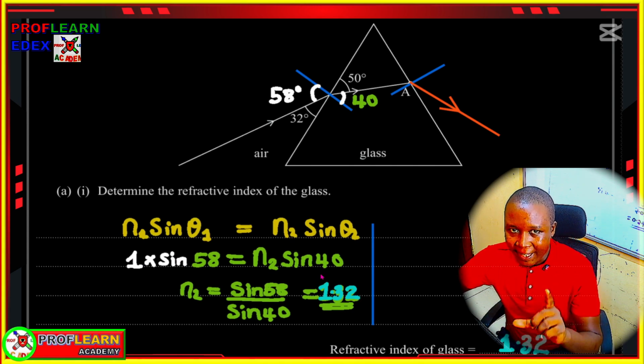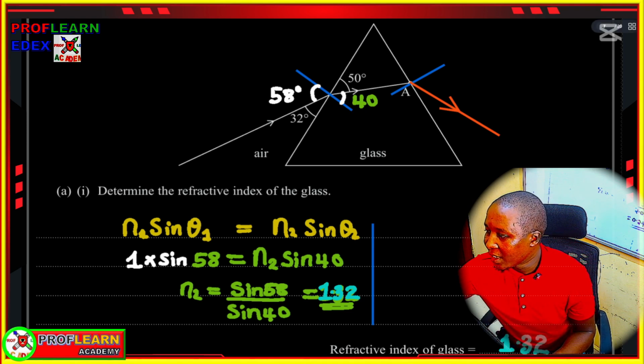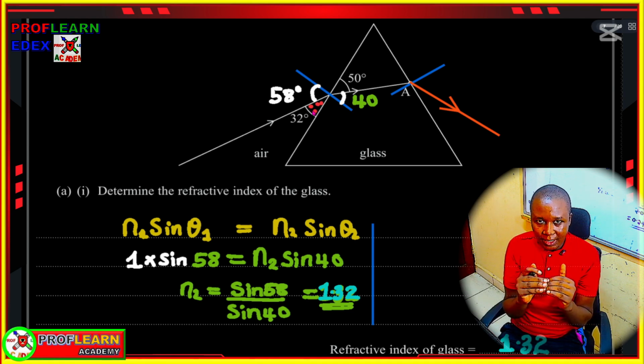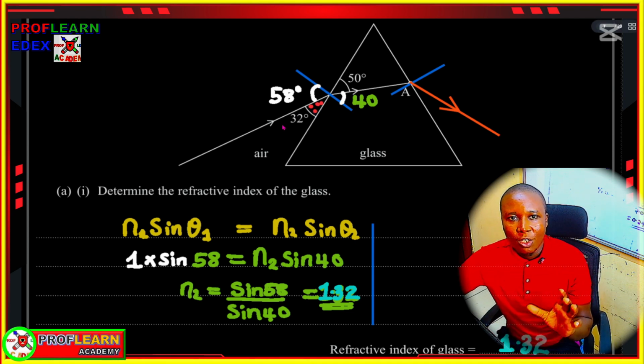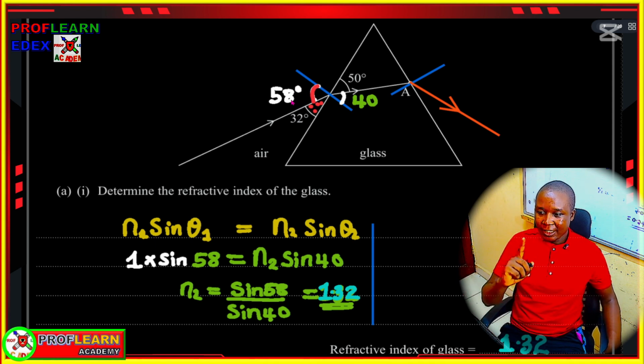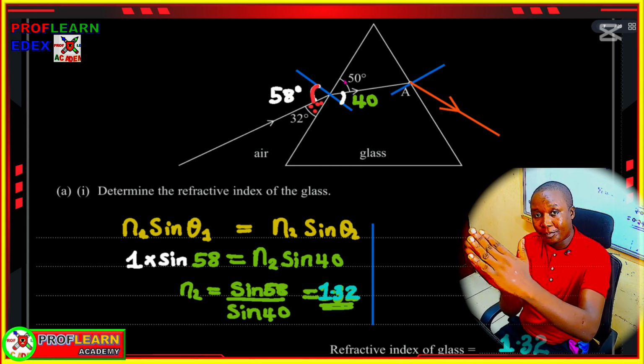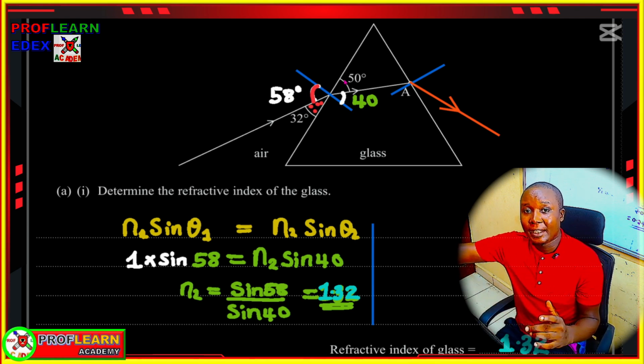So the reason why most students got this question wrong is because of not realizing the angle 32 that was given here is not the angle of incidence. So the first thing a student was supposed to do is to identify a normal and find the angle between the normal and the incident ray, and that's going to be 90 minus 32, and that is going to translate to 58 degrees. And the angle inside here is going to be 40, because the angle that was given was the angle between the glass and the refracted ray.